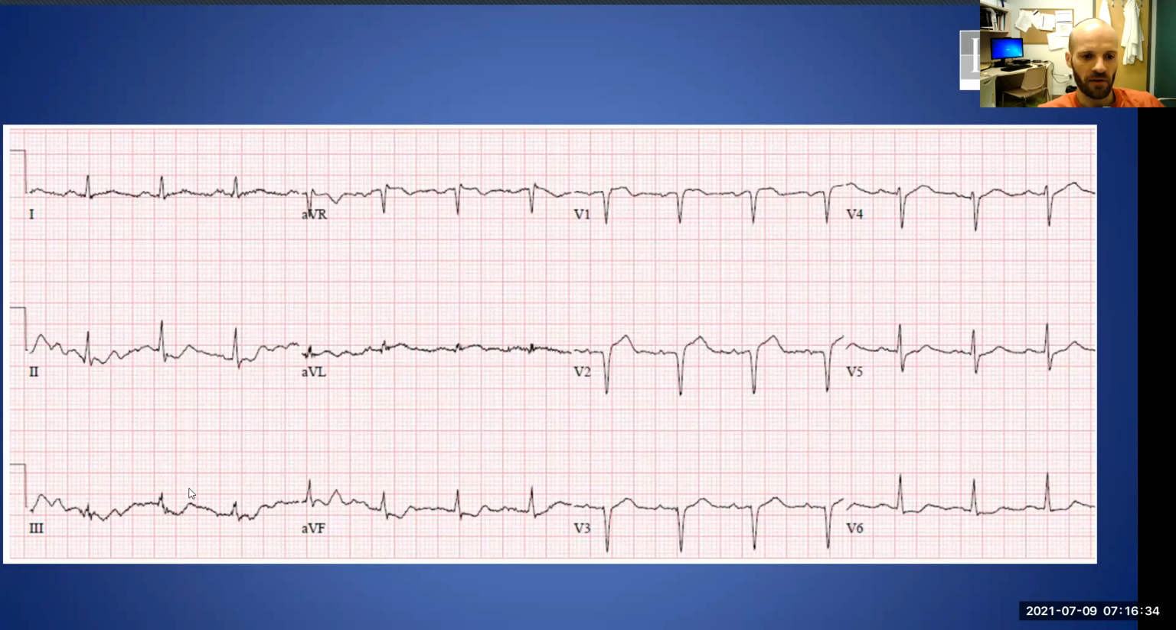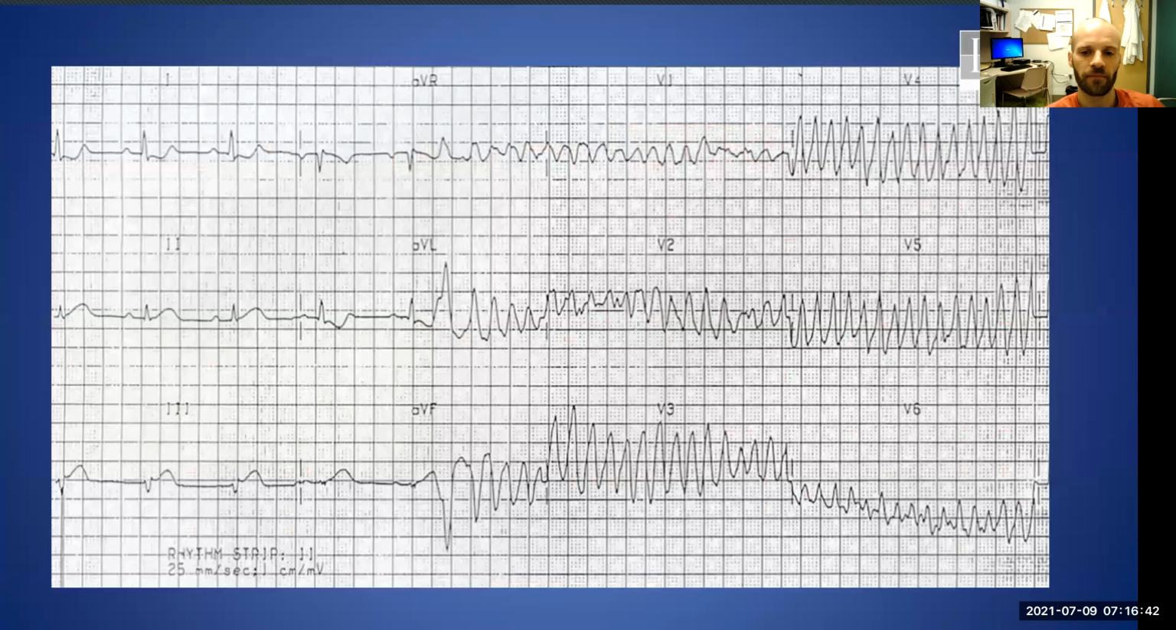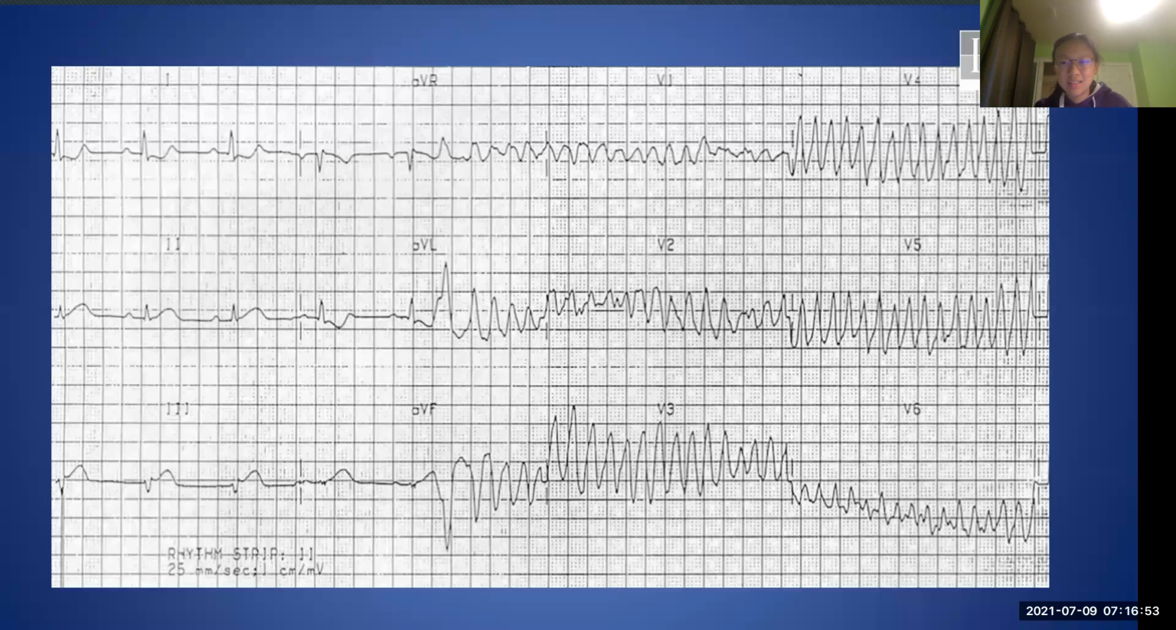I do agree that things look rather different in the inferior leads here. So I think you picked up all the abnormalities there. Well done, very good. Fine, last one. Who's going to go for this one? I can do this one. Excellent. I thought there was ST elevation in lead 3. Very good. Yep, I quite agree.